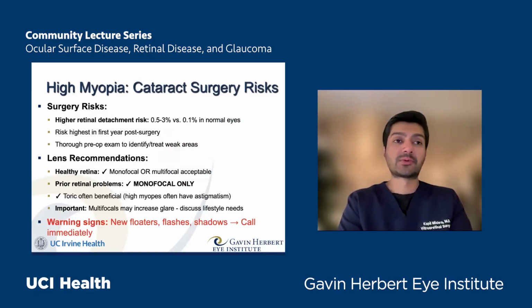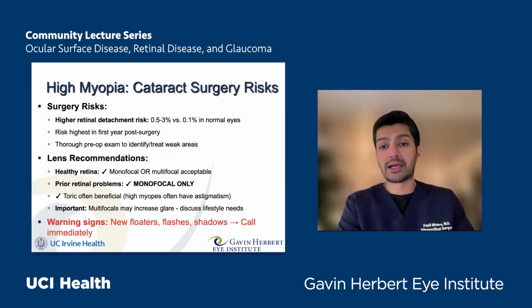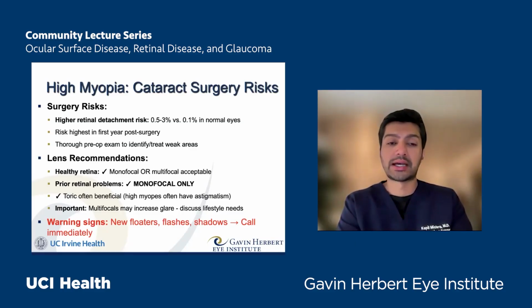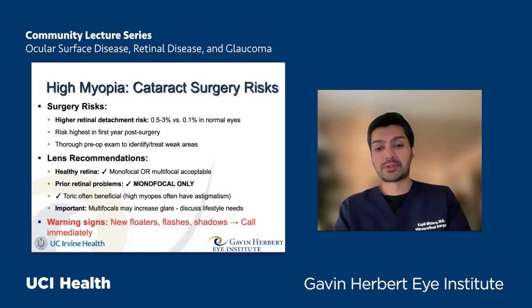The retinal detachment risk in a patient that is not highly myopic is very low. With patients who are highly myopic, it does increase, but the overall absolute risk is still on the lower side. We watch very closely in the first 3 to 6 months, and then up to a year is when that risk tends to be higher, and then that tapers off.